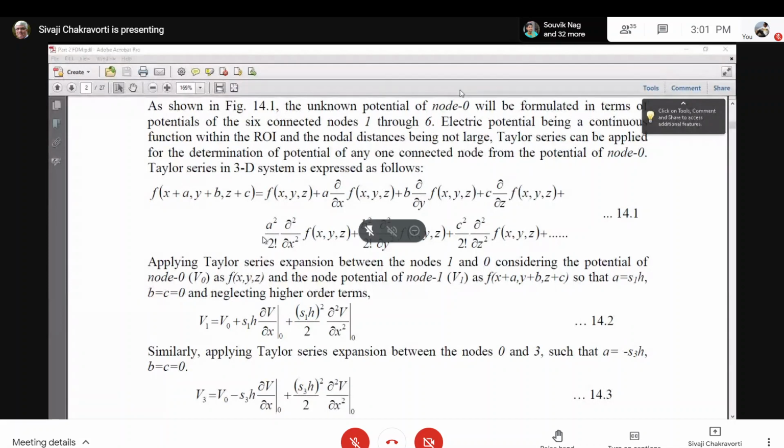Good. Now just look. Equation 14.1 is the Taylor series, written in terms of Cartesian coordinates. Now, I am not going to tell you a lot about first order derivative, second order. What I am trying to highlight is, look at that equation. What you find interesting is that on the left hand side, it's a function of x plus a, y plus b, z plus c. On the right hand side, it's a function of x, y, z. Is it not?